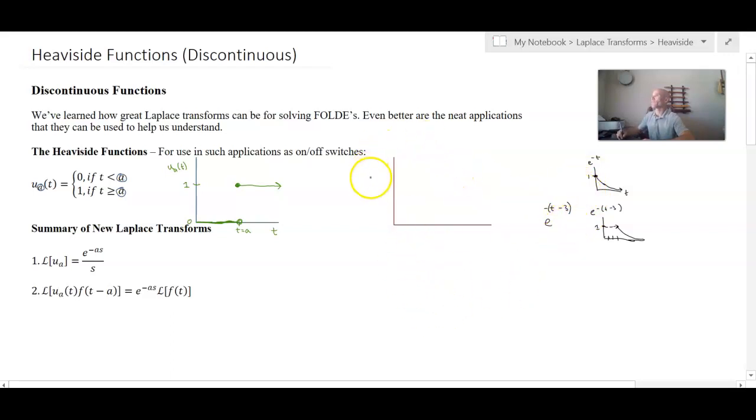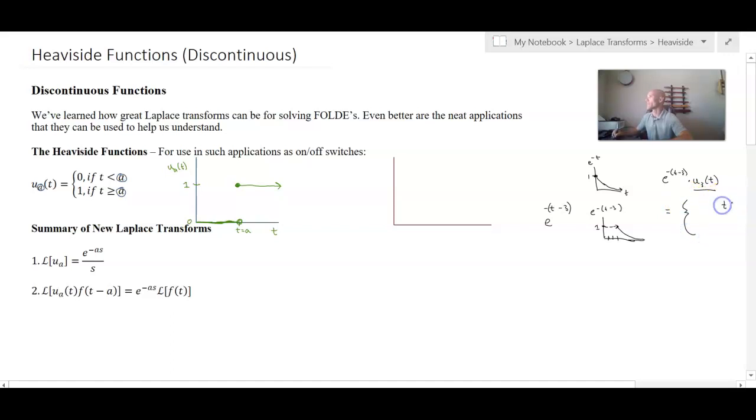If I take the function e to the negative (t minus 3), and I multiply it by u sub 3 of t, then I'm basically saying let's take the exponential function and multiply it by either a 0 or a 1. Now this is a piecewise function because of the Heaviside in there, so let's think about what this will be.